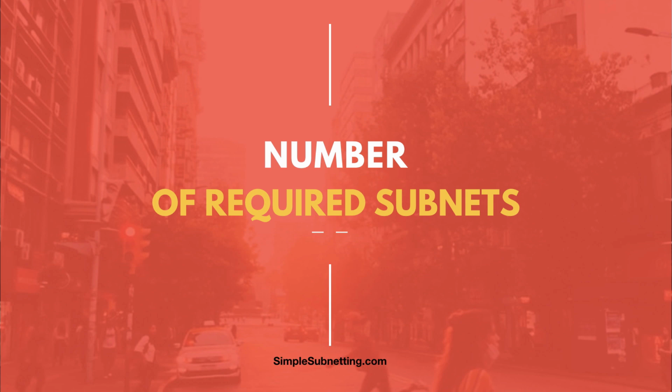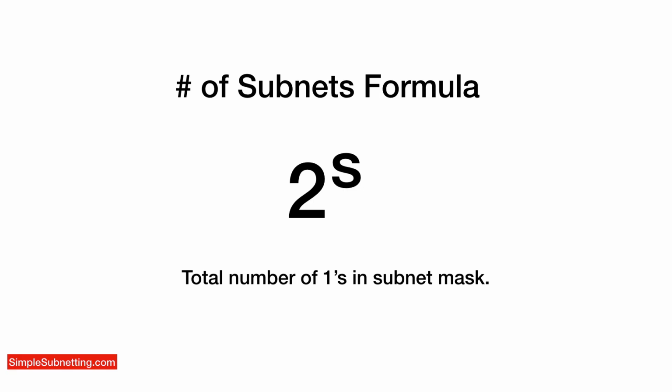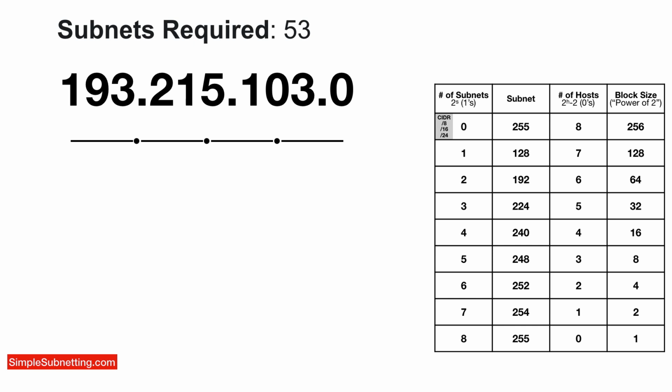In this video, you're going to learn how to find the number of required subnets. Now, this is a little tricky to teach, but I'm going to show you, and eventually you get to have it. So for subnetting, it's 2^S. We're looking for the number of ones in a subnet mask. We've done it in the past, but this time we reverse it. So let me walk you through an example.